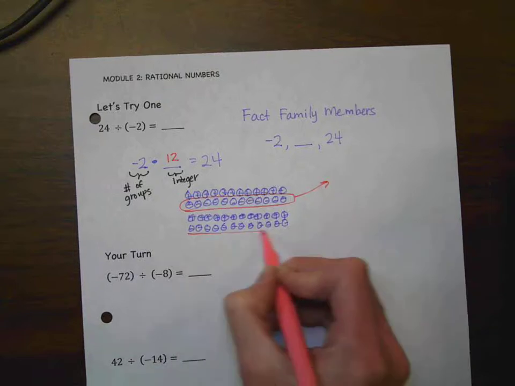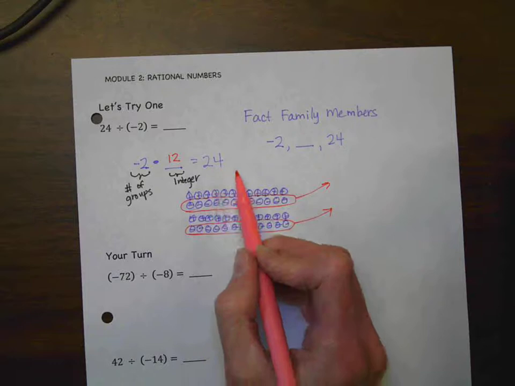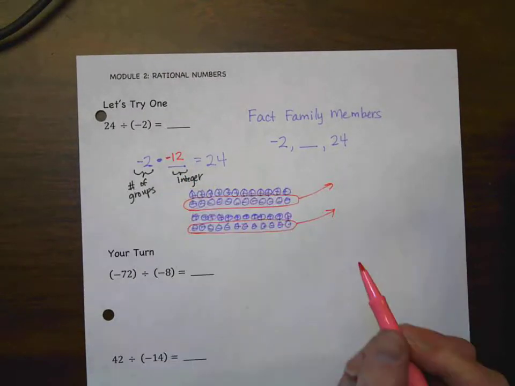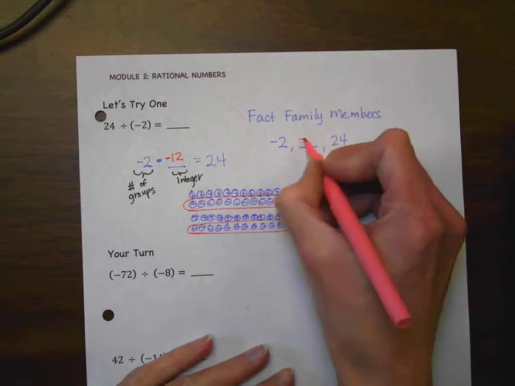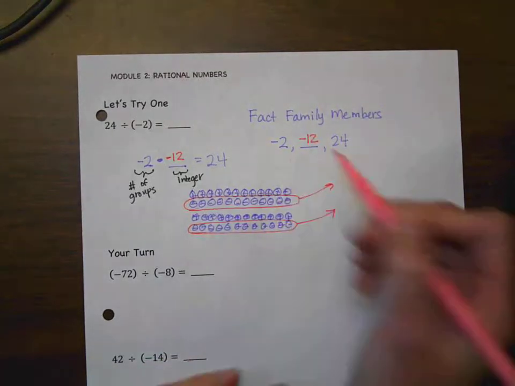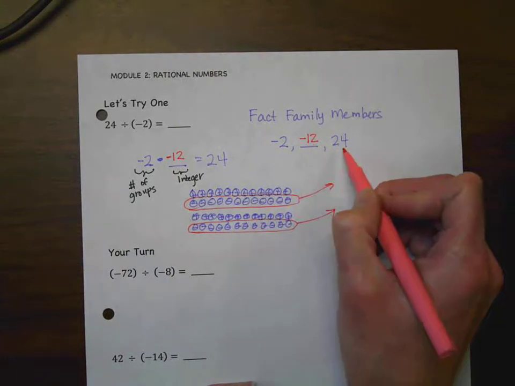So I'm going to take away these negative 12. They're gone. Take away these negative 12. They're gone. What's left on my table? 24 positives. So what did I actually take away? Negative 12. So that is our missing family member.